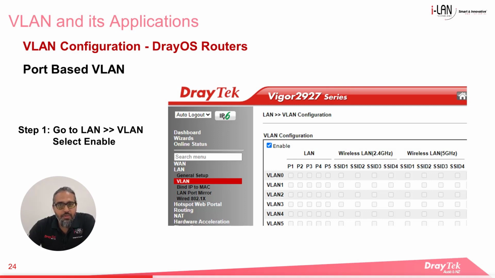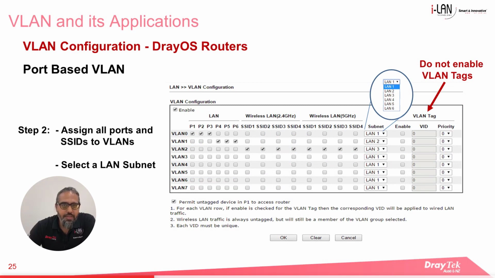Step 1 would be to go to the LAN, VLAN config menu, then select Enable. The next step is to assign all ports and SSIDs to a VLAN. Select the LAN subnet for the VLAN in the circle there. Ensure all LAN ports and SSIDs are assigned to a VLAN. The number of ports and LANs will vary by the router model. Also do note that we do not enable VLAN tags for port-based VLANs.